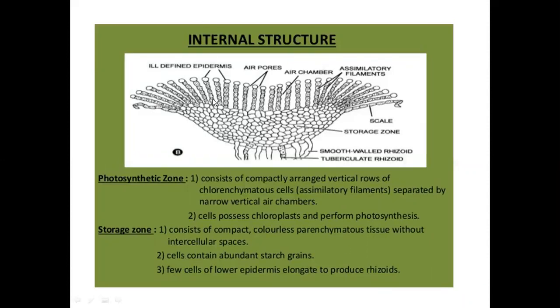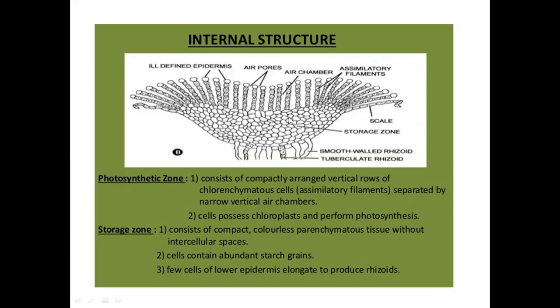Internal structure of Riccia. If we take a transverse section of the thallus of Riccia, there are two distinct zones. The first zone is the photosynthetic zone, and the second zone is the storage zone. The photosynthetic zone consists of compactly arranged vertical rows of chlorenchymatous cells, called assimilatory filaments, separated by narrow vertical air chambers. These cells possess chloroplasts and perform photosynthesis. These are the air pores.